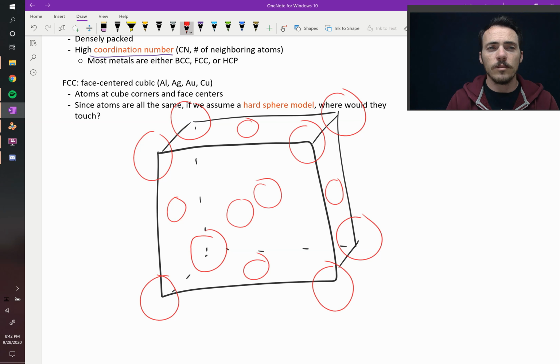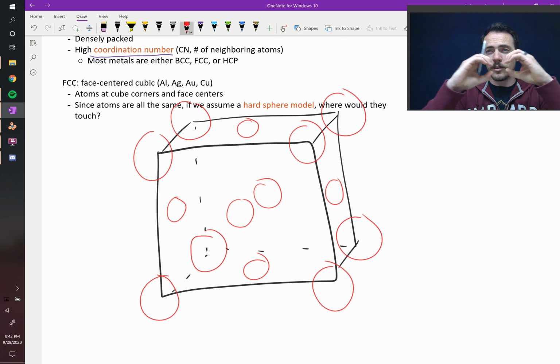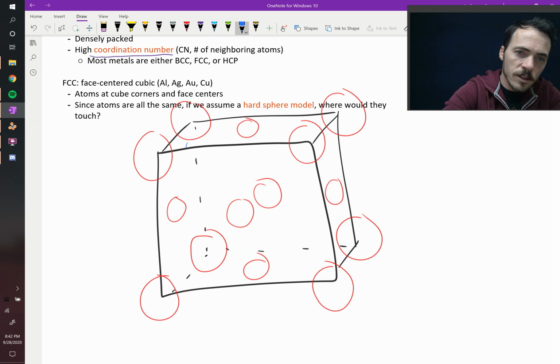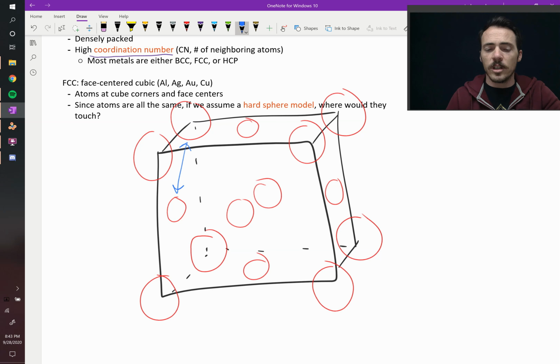Now, since these are made up of all the same type of atom, we're going to assume a hard sphere model. We talked about that before. Basically, atoms are like marbles. They're going to come together till they touch. So in this structure, I've drawn them not touching, right? You've got big gaps, right, along this face here. That gap wouldn't exist, right? They're going to be touching instead.